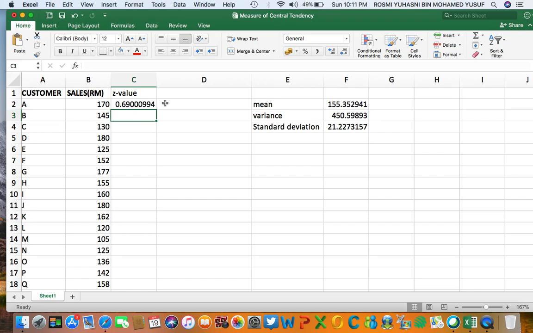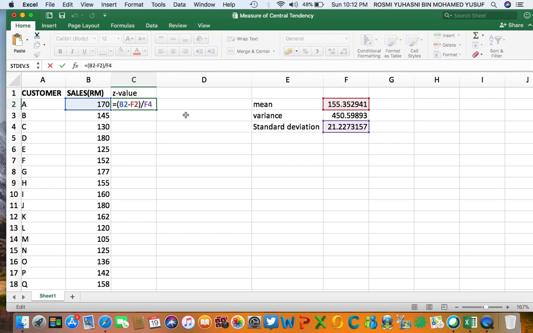So how do you interpret that? Meaning that the value of 170 is on the right of the mean, because it is positive. Since you now know the formula to calculate the Z value for this observation, you can actually calculate the rest.